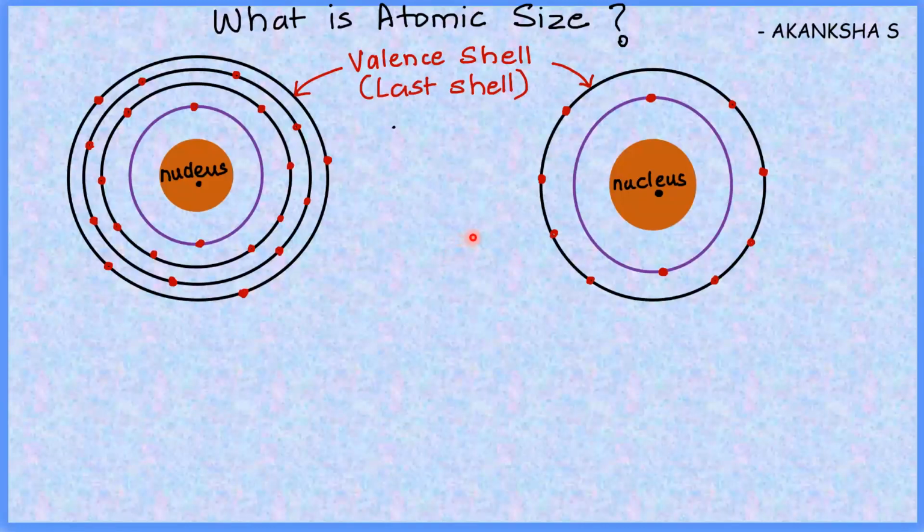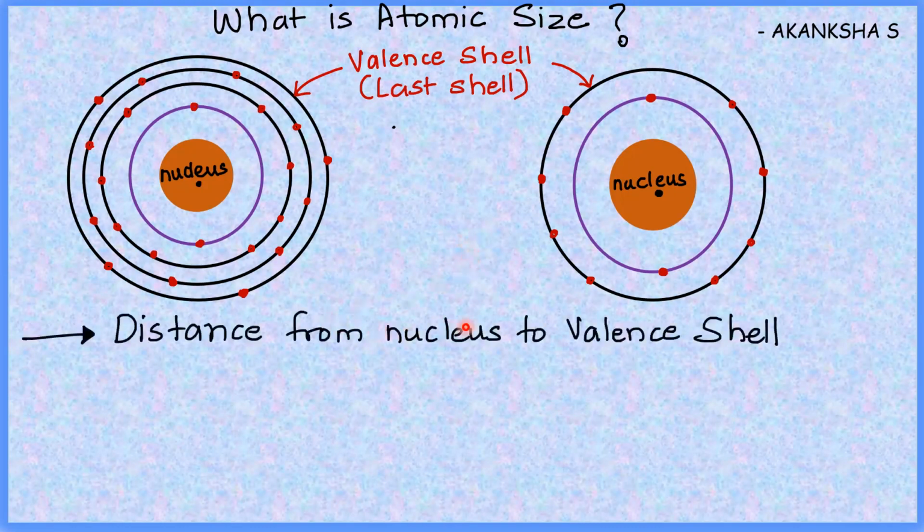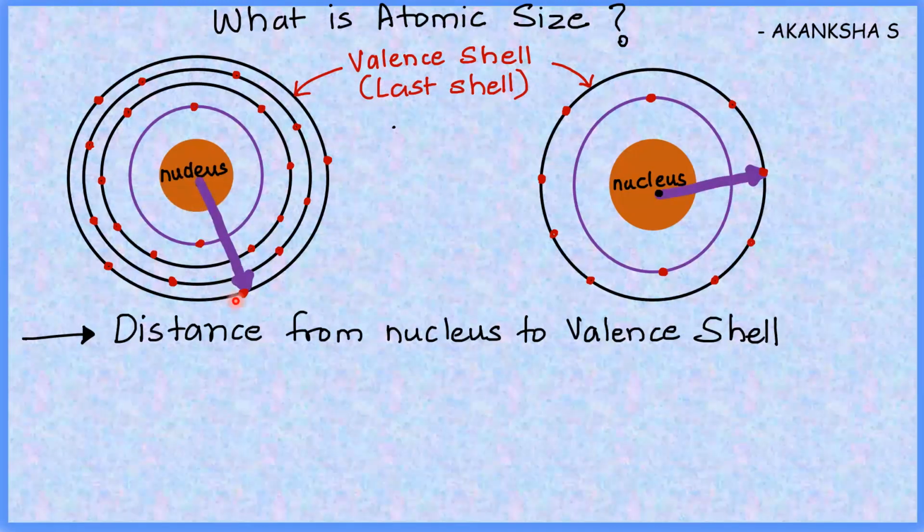In layman's language, atomic size is nothing but the distance from the nucleus to the valence shell. That indicates that the distance from the central region, the nucleus, to the last orbit asserts the atomic size. We calculate atomic size in pm, that is picometer.